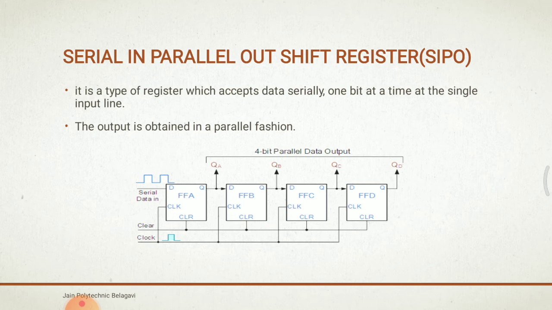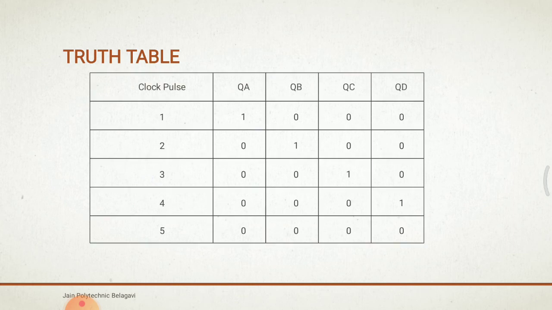QA to QD initially are at logic level 0, so no parallel output will be there. If logic 1 is connected at the data pin of flip flop A, then on the first clock pulse the output QA will become high. Other outputs will still remain low. You can observe the truth table: QA will become high, others will be 0.